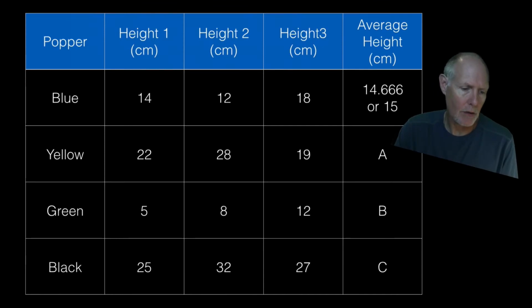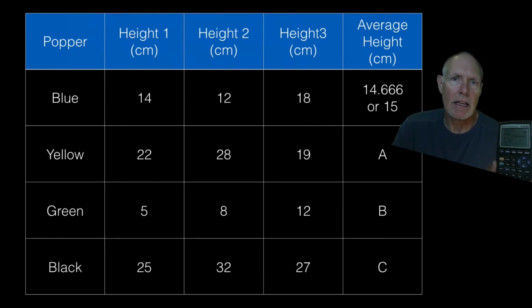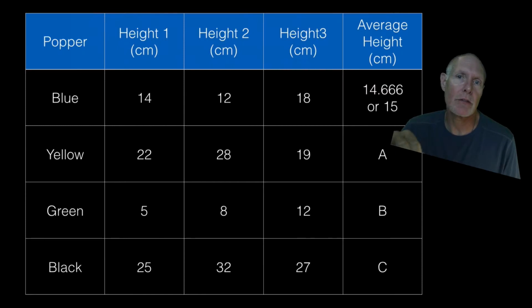And I come up with a number that says 14.6666666666 forever. So I can either leave it as 14.6, or I could round it up in the decimal point to 14.7, or I could just round it all the way up to the next whole number, which would be 15. If you don't understand how I rounded it up, we'll talk a little bit more about that in class.